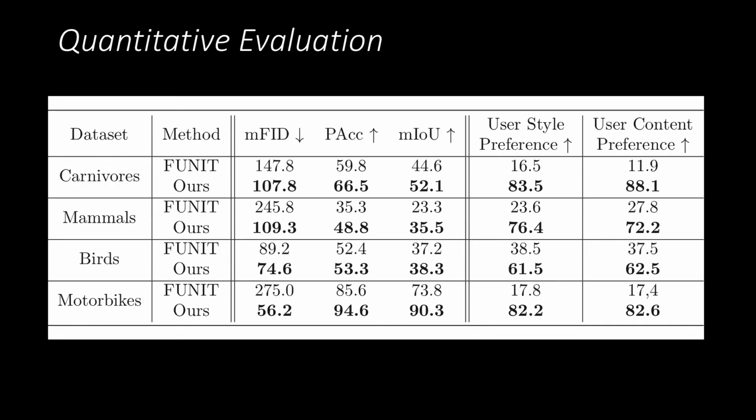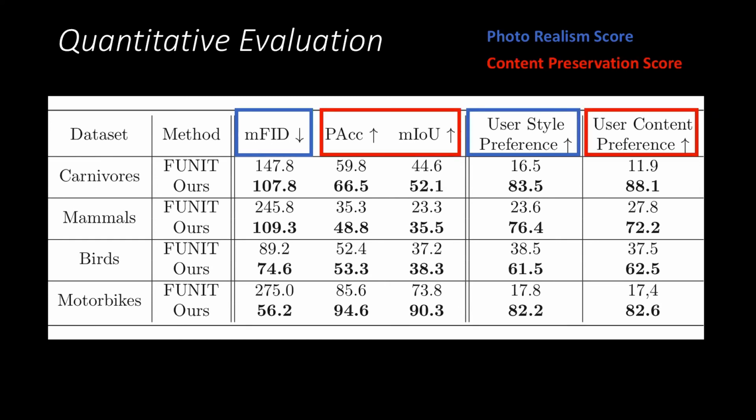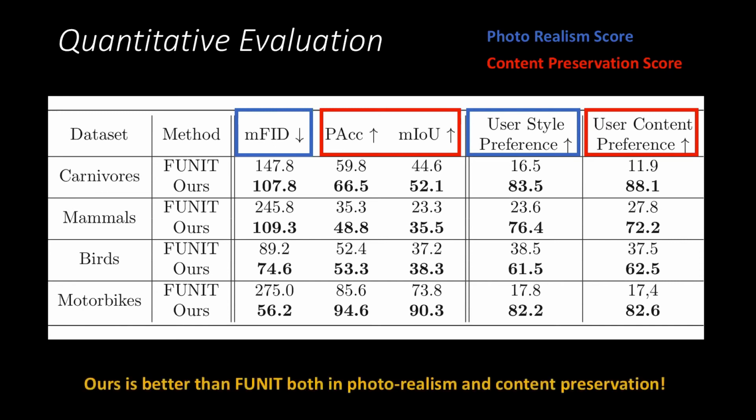Let's look at experimental results. We used 4 datasets to evaluate methods. For quantitative comparison, we conducted evaluation from 2 aspects: photorealism score and content preservation score. Photorealism score evaluates how well the translation results resemble style image distribution. Content preservation score measures how well the body part of input content is preserved. We could see the effectiveness of our method on both automatic metrics and human preference scores.